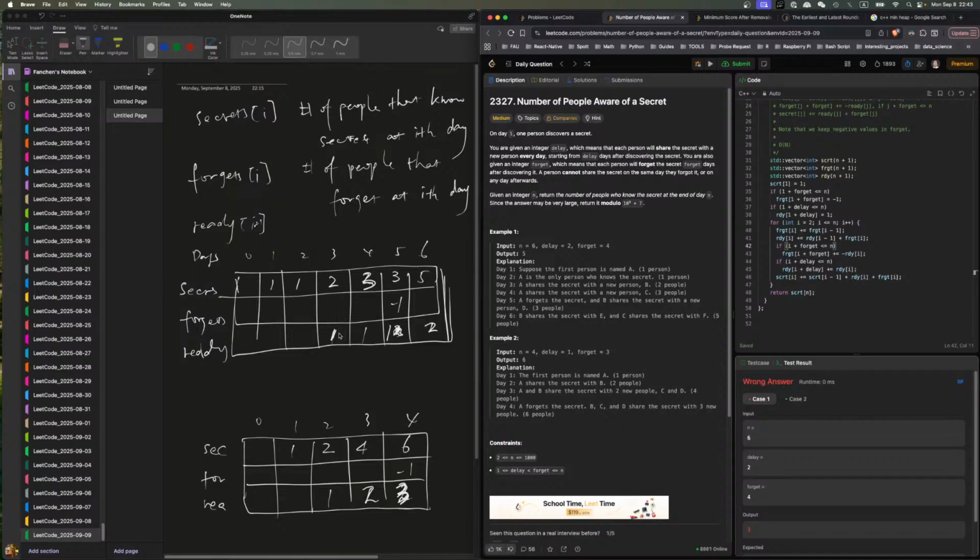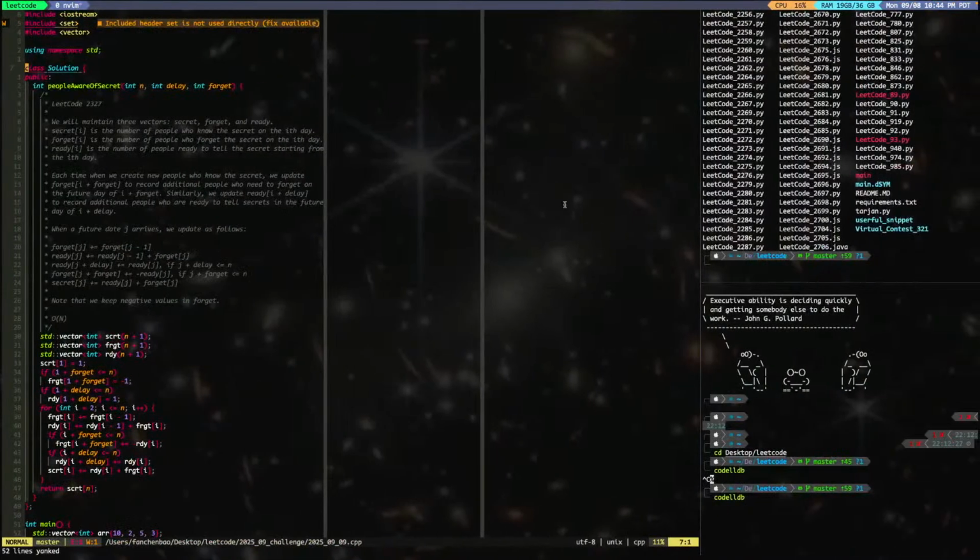Ready. So ready is still 1. And then it's 3 plus 4. So I don't do forget. But 3 plus 2 is 5. Alright, so ready plus equal to, so this will be plus equal to this. So this is actually going to be a 1. So it'll be this plus this, so secret is 2. No, I think we should debug this.